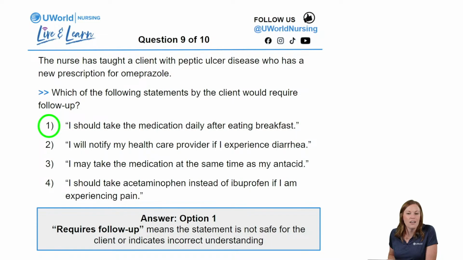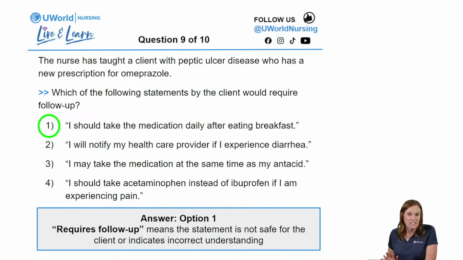All right, our correct answer is option 1. So requires follow-up means the statement is not safe for the client or it's incorrect understanding. Omeprazole is a PPI. It's used to treat conditions like GERD, peptic ulcer disease, H. pylori, and other conditions that are hypersecreting stomach acid. So PPIs reduce gastric acid secretion, and that's going to decrease the accumulation of acid in our stomach. That's what we're going to take these for, things like stomach ulcers.